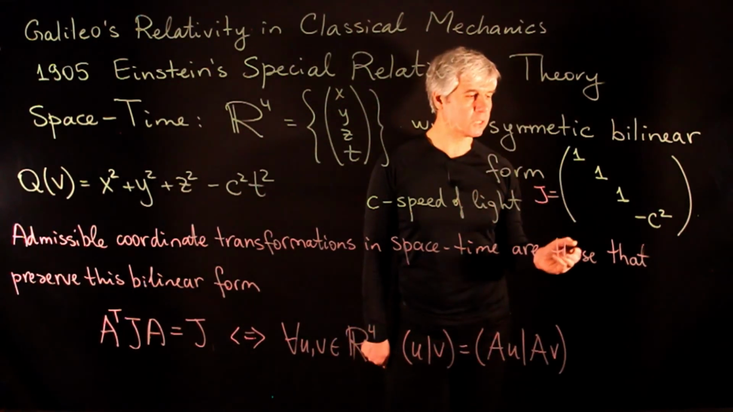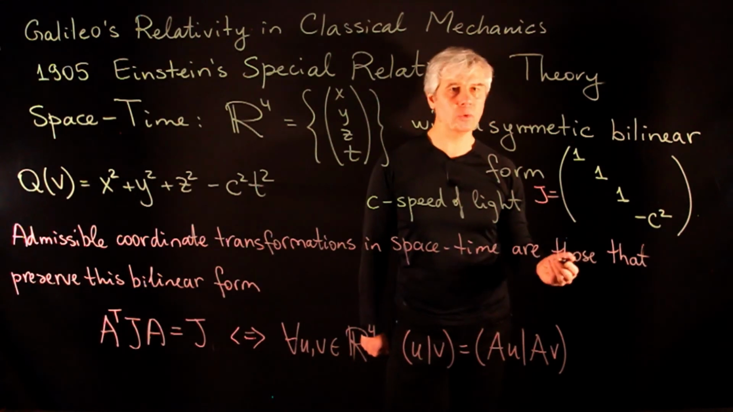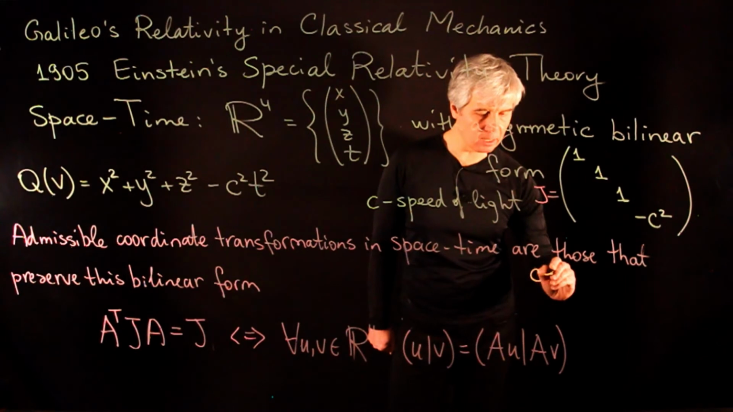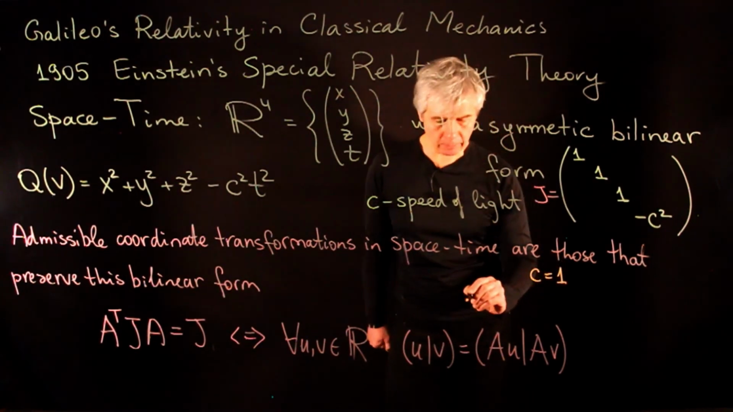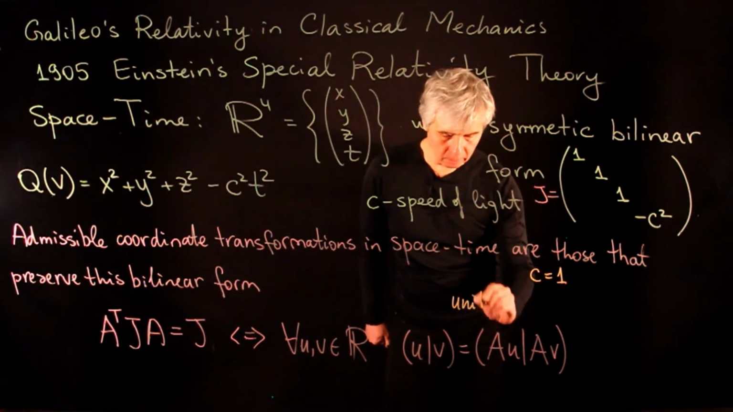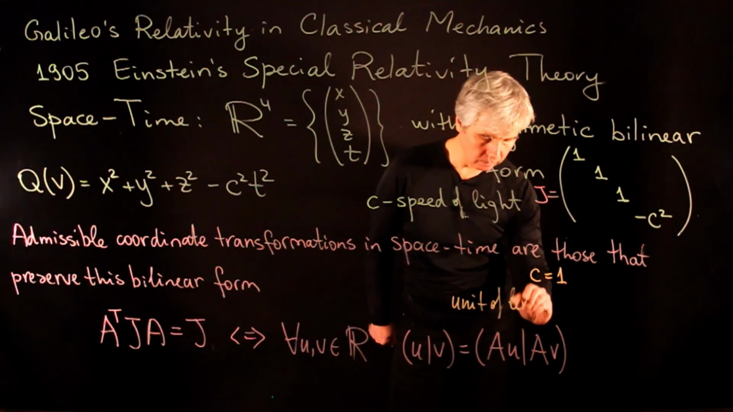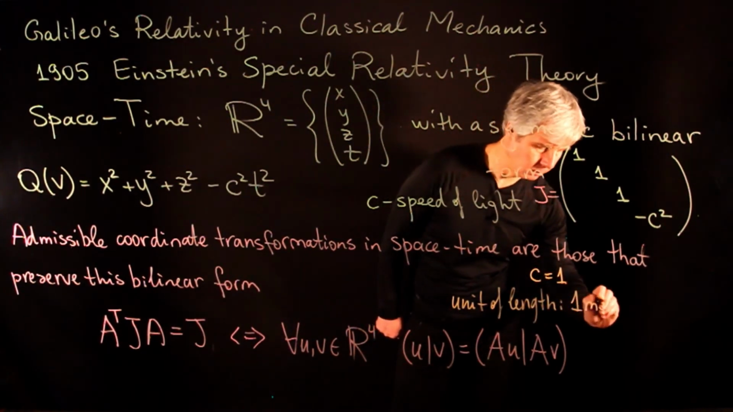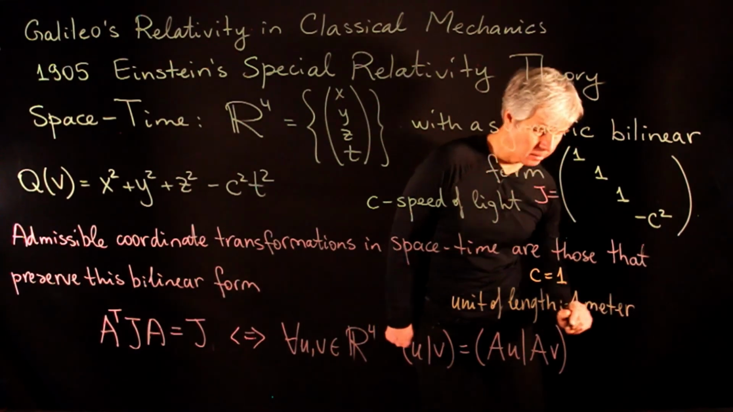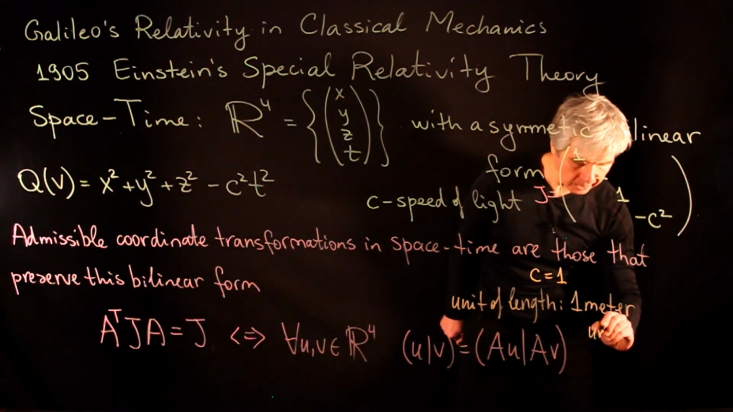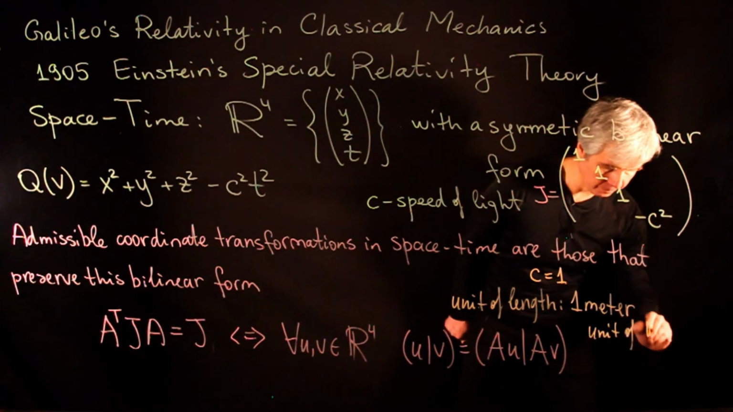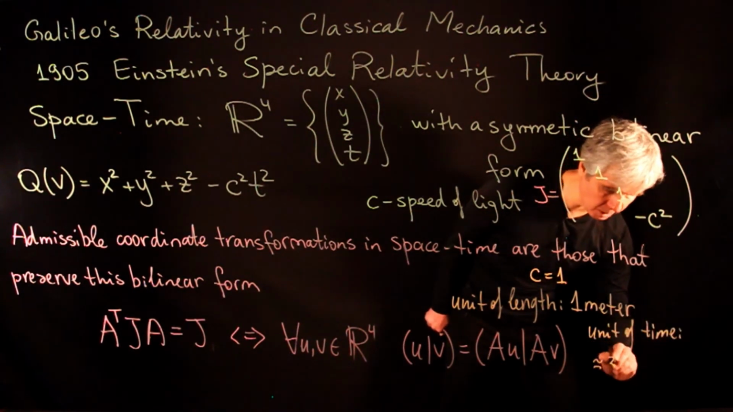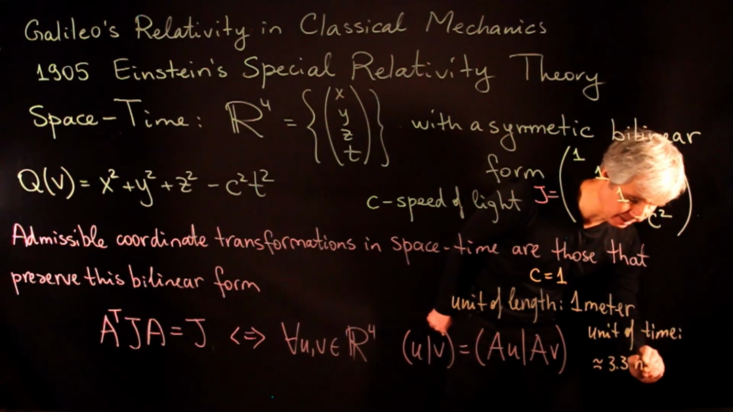For calculations, it is convenient to choose the units of time so that to make c equal to 1. So if the unit of length is 1 meter, then the unit of time will be approximately 3.3 nanoseconds.